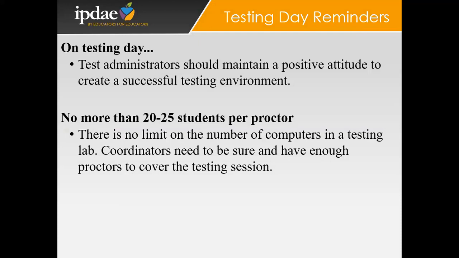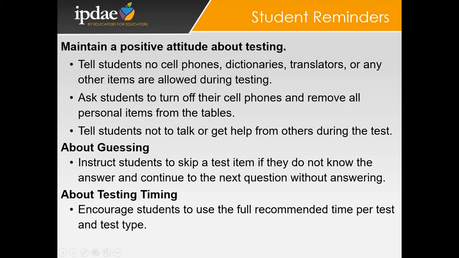And what CASAS recommends is that you test no more than 20 to 25 students per proctor. So for example, if you are testing, say, 40 students in one lab, 2 proctors are needed. It is important to approach testing with a positive attitude.